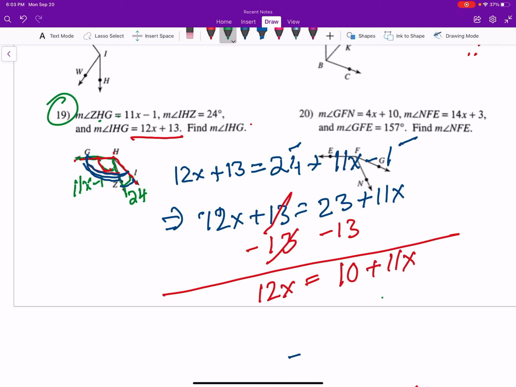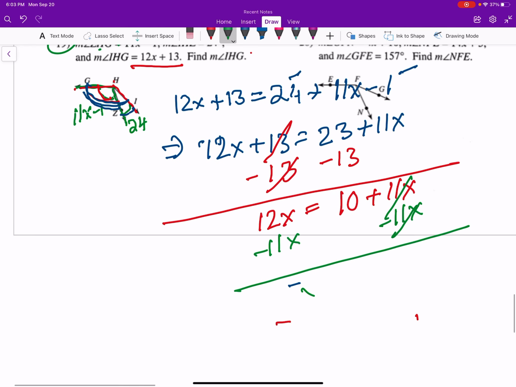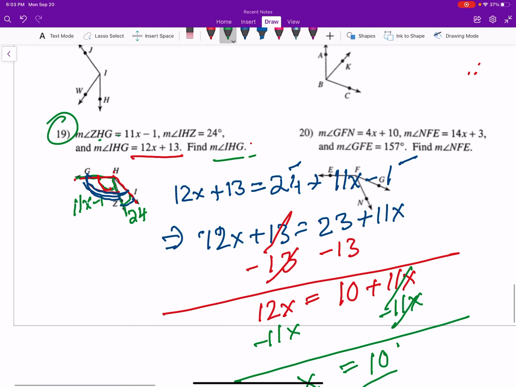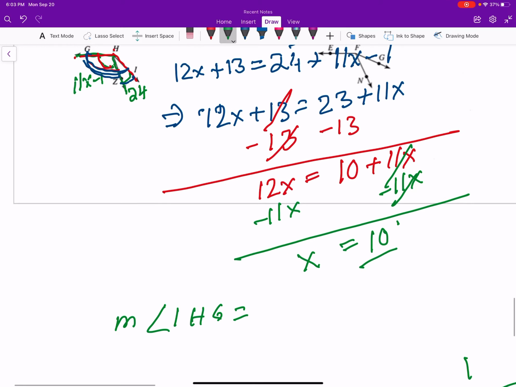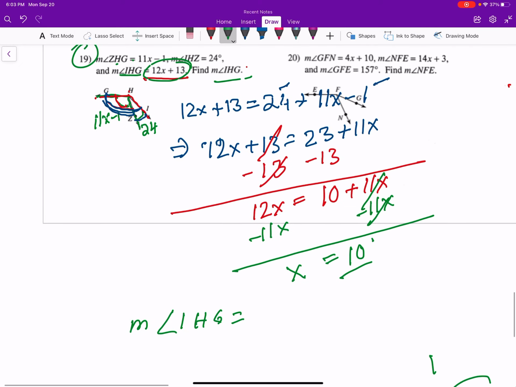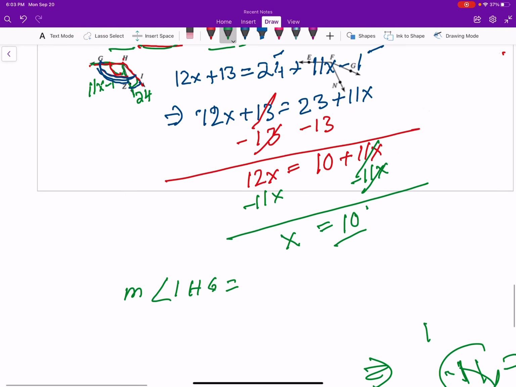Now I would like to get rid of this 11x. So I subtract 11x from both sides, this is gone. So I'm left with x. Let's forget about this side. So I'm left with x. X is 10, all right? So what they have asked for, find IHG. Okay, so IHG is 12x plus 13. So I say measure of angle IHG is 12x plus 13.